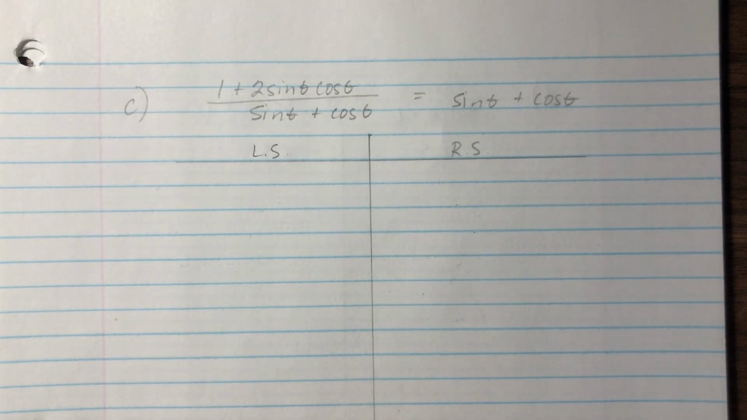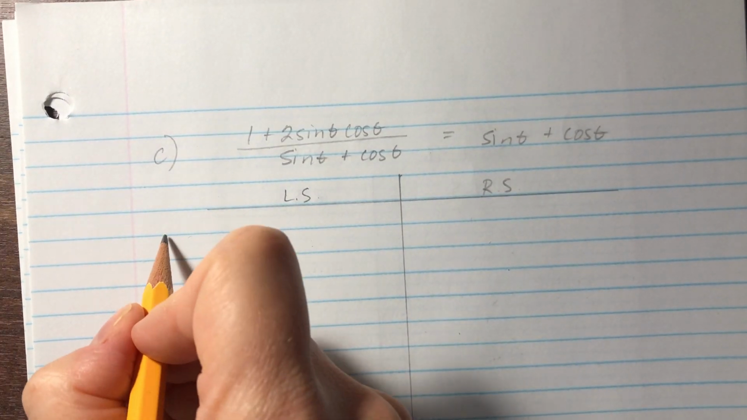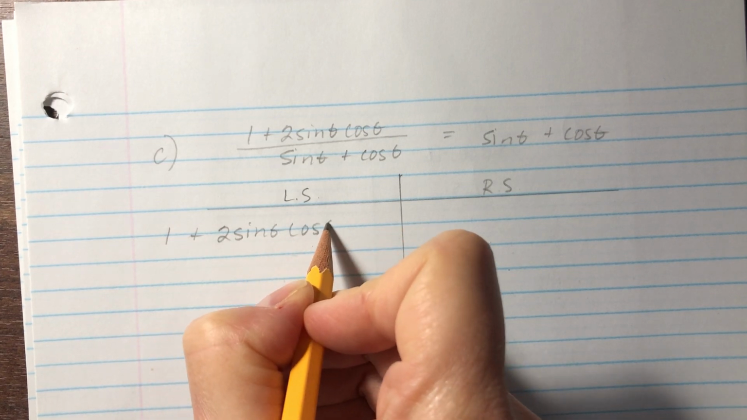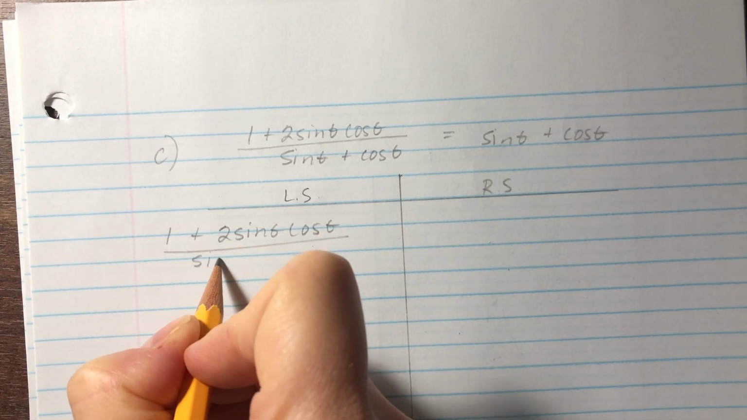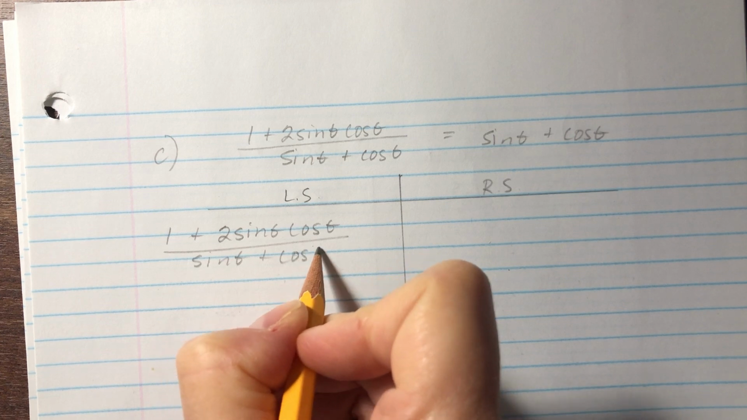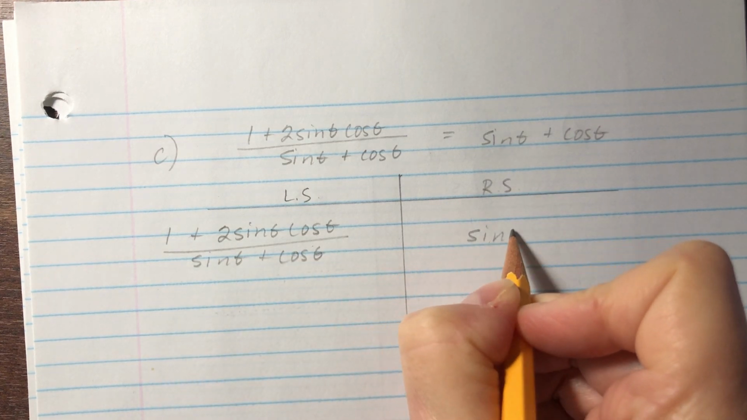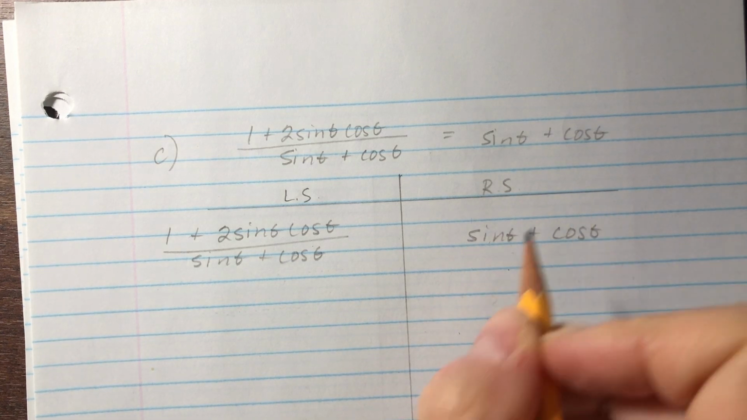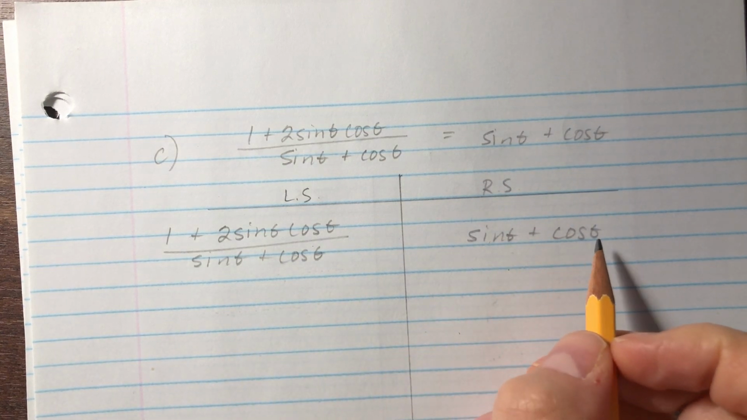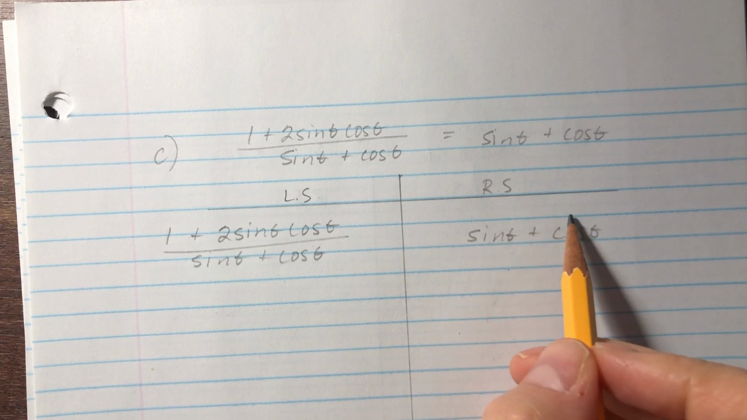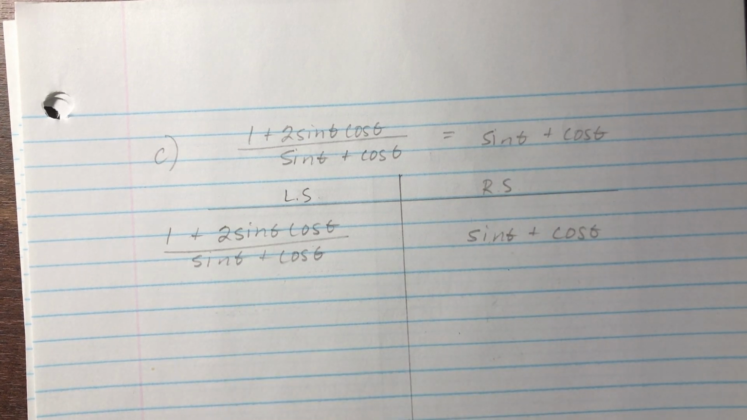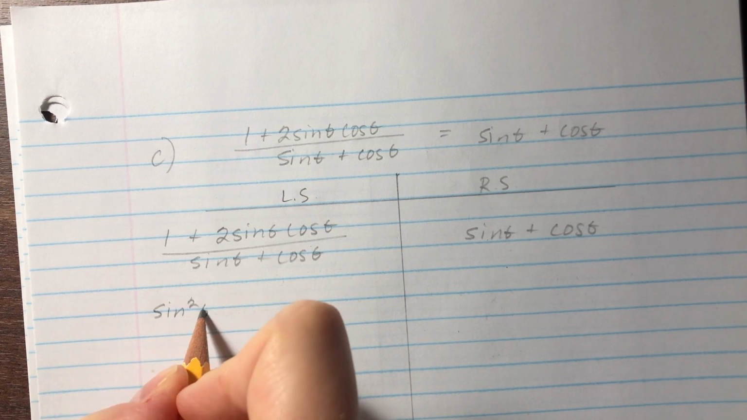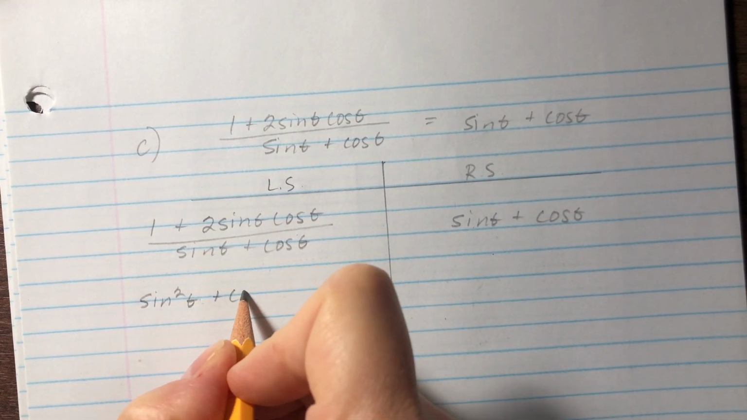Let's look at the next one here. On the left side, I have 1 plus 2 sine theta cos theta over sine theta plus cos theta. And on the right, I just have sine theta plus cos theta. Everything is written in terms of sine theta and cos theta. There's not much to do on the right side, so I'm going to focus on the left side. I'm going to rewrite 1 as sine squared theta plus cos squared theta.